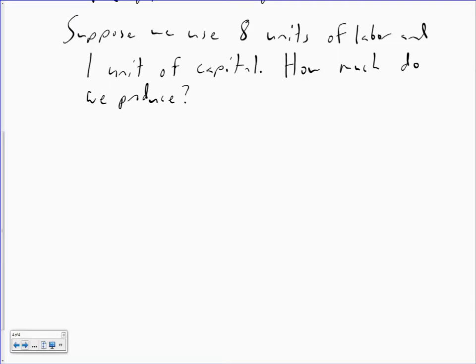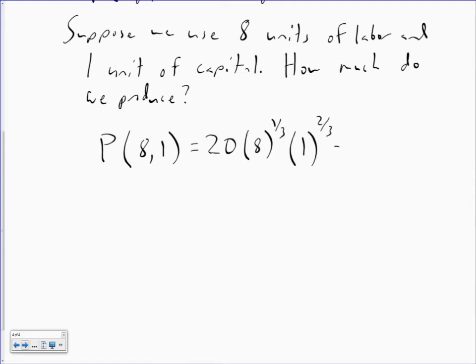All right, so when we ask how much are we producing, we're asking what's P of 8, 1. 8 was our labor input, that's what we called X. Y was our capital input, so we have 1 unit of capital, so we're plugging in 1 for Y. So we get 20, and then X, which is 8 to the 1/3, and Y, which is 1 to the 2/3, and we're just plugging in and figuring out what happens. So 20, 8 to the 1/3, that's cubed root of 8, which is 2, and 1 to the 2/3 is just 1, so we end up with 40 units produced.